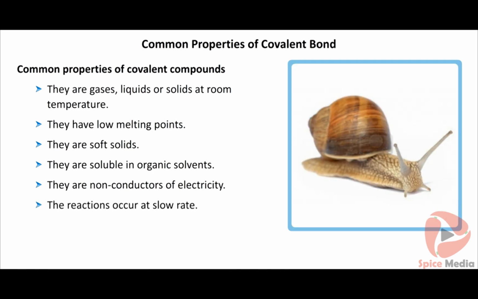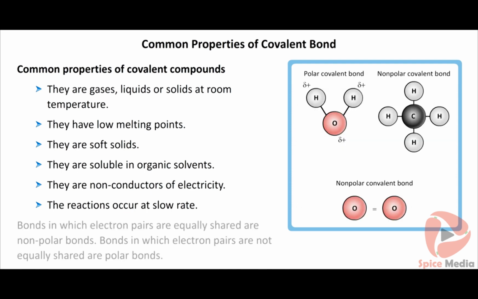The reactions occur at a slow rate. In reactions of covalent compounds, the molecules as a whole undergo a change. There is no electrical force to speed up the reactions. Hence, these reactions are slow. Bonds in which electron pairs are equally shared are non-polar bonds. Bonds in which electron pairs are not equally shared are polar bonds.